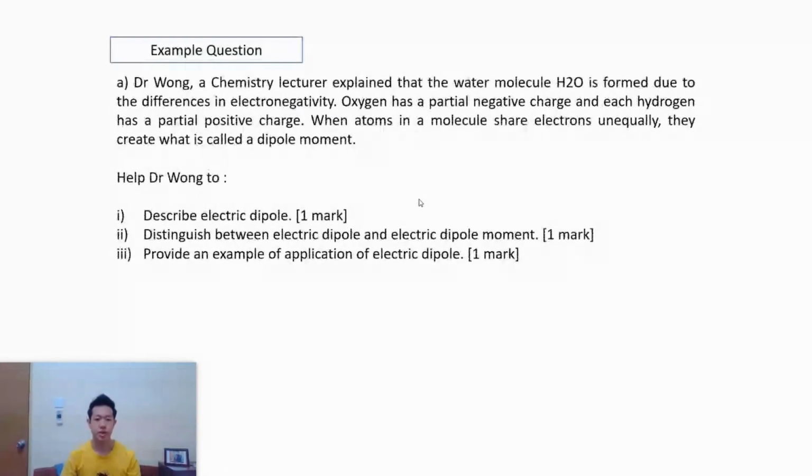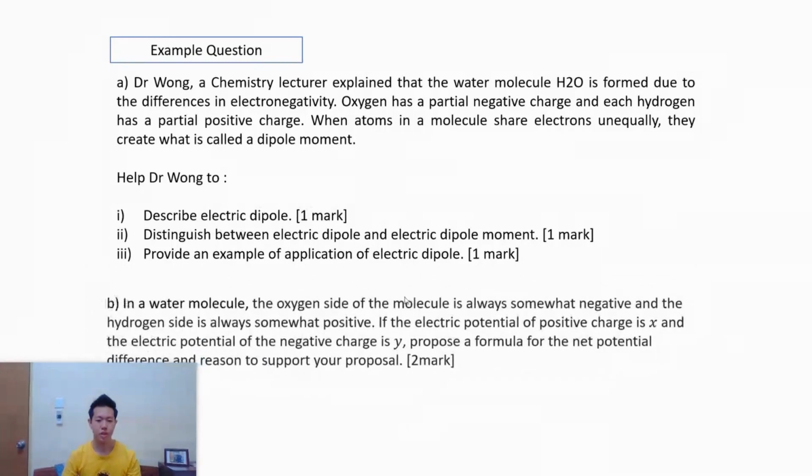Good morning to everyone. My part is to explain a simple example question for this topic. Question A: Dr. Wong is a chemistry lecturer who explained that the water molecule H2O is formed due to differences in electronegativity. Oxygen has a partial negative charge and hydrogen has a partial positive charge. When atoms in a molecule share electrons unequally, they create what is called a dipole moment. The question asks us to help Dr. Wong to describe electric dipoles, distinguish between electric dipoles and electric dipole moments, and provide an example of application of electric dipoles.